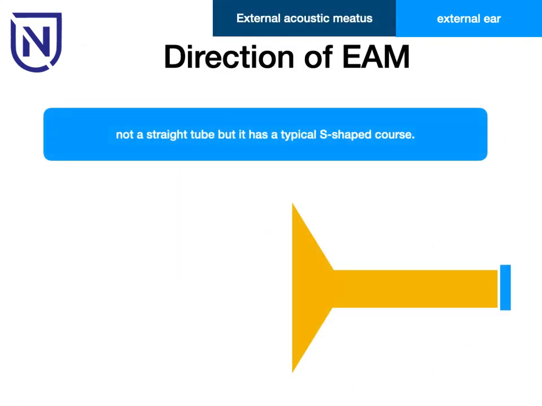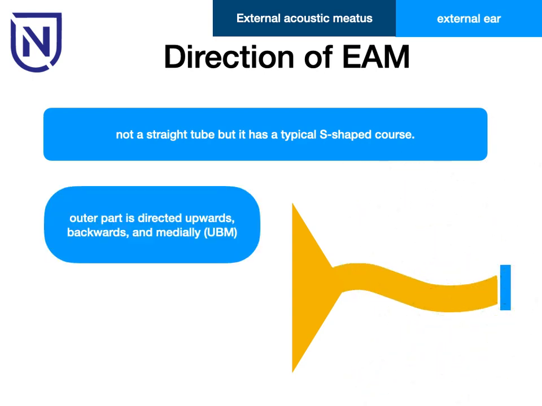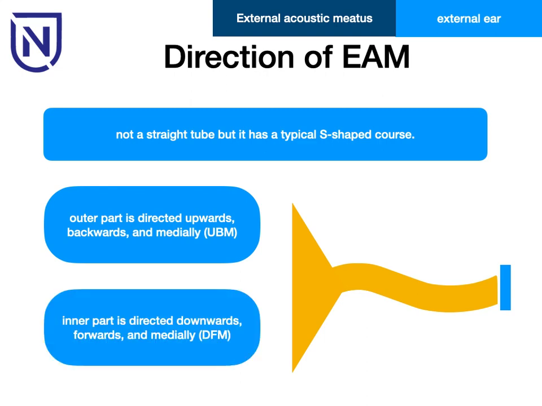Then we come to the second part of the external ear, the external acoustic meatus. It is not a straight tube but has a typical S-shaped course. The outer part is directed upwards, backwards and medially, but the inner part is directed downwards, forwards and medially.